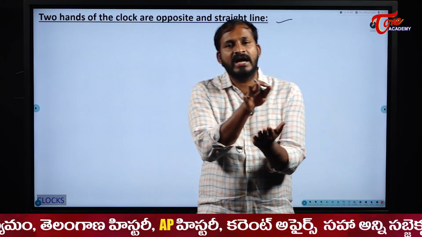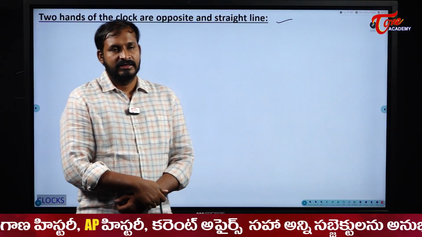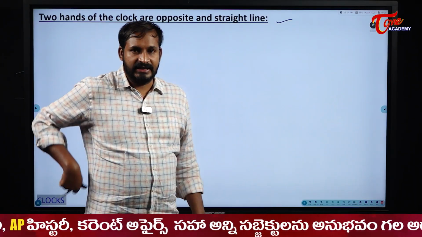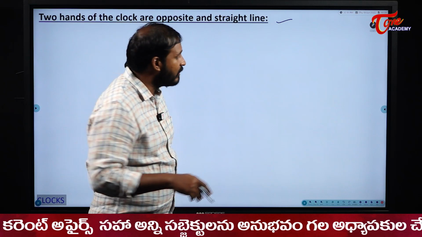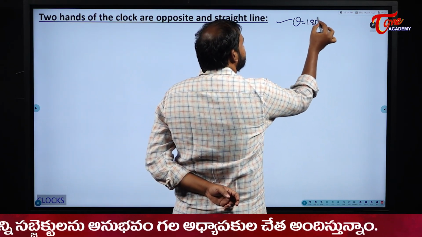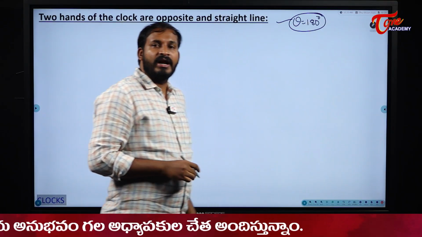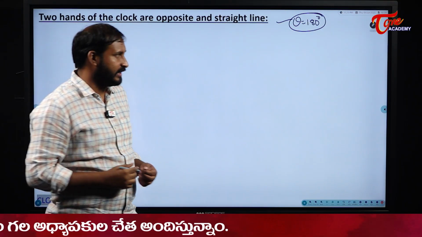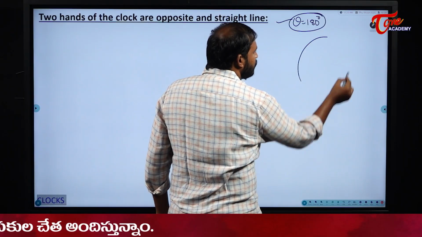Overlapping means both the hands of the clock are in a straight line. Now, opposite and straight line. Opposite and straight line means what? Now, tell me what will be the angle between them? Theta is equal to 180 degrees. Similar to our overlap case.